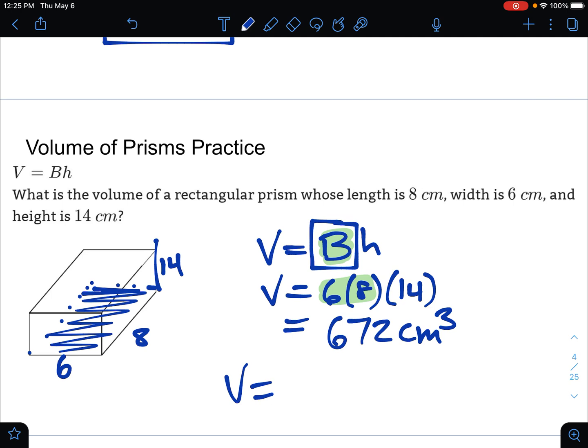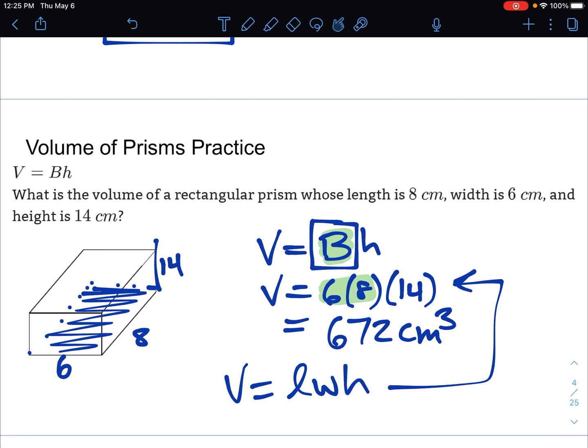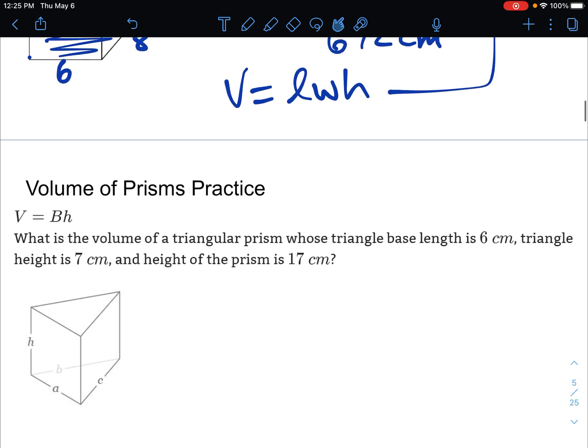Now, you could also just do the other formula for a rectangular prism, which is length times width times height, which, as you can see, is the exact same thing we just did. Multiplying those three numbers works for a rectangular prism's volume.